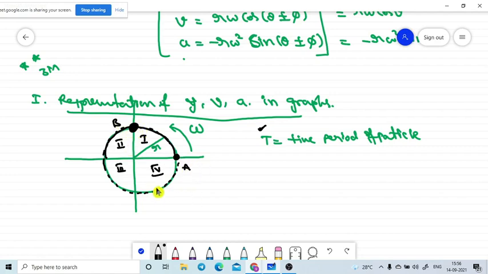For easy understanding, let me take one small example. Let the distance between the two points A and B be 10 meters. If the particle is moving with uniform velocity, that means constant velocity, and the time taken to reach from point A to B is, let me take, 4 seconds.